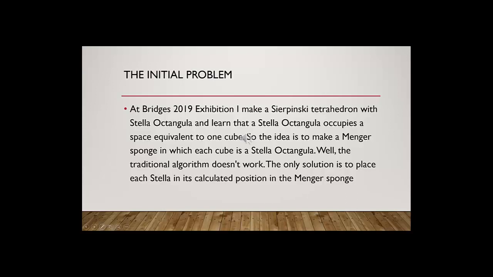The initial problem. At the Bridges 2019 exhibition I made a Sierpinski tetrahedron with stellated octahedra and learned that a stellated octahedron occupies a space equivalent to 1 cube. So the idea is to make a Menger sponge in which each cube is a stellated octahedron. Well, the traditional algorithm doesn't work. The only solution is to place each stellated octahedron in its calculated position in the Menger sponge.